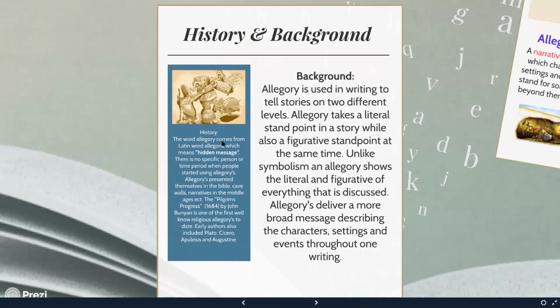The word allegory comes from the Latin word allegoria, which means hidden message. There's no specific person or time period when people started using allegories. Allegories presented themselves in the Bible, on cave walls, and in narratives in the Middle Ages, like The Pilgrim's Progress, 1684, by John Bunyan, one of the first well-known religious allegories to date. Early authors also included Plato, Cicero, Apuleius, and Augustine.